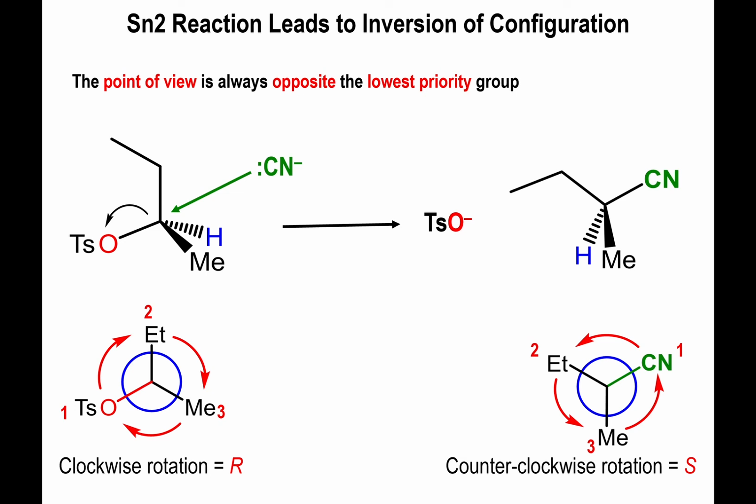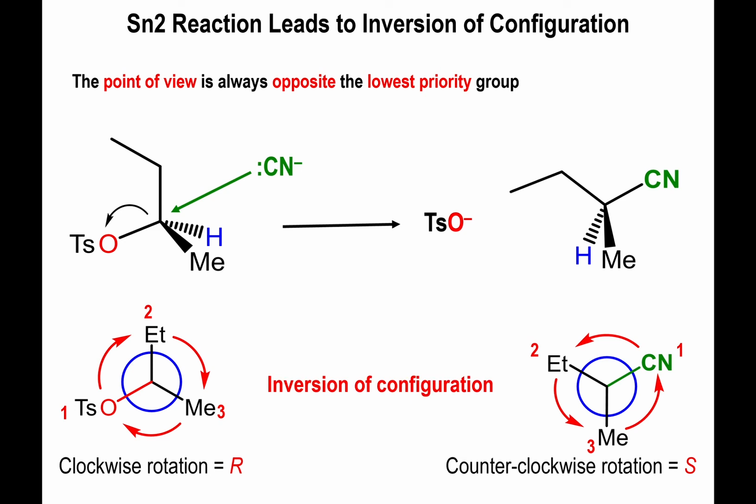Now, as I said, depending on the identity of the nucleophile, you could start with R and end with R. That doesn't mean that the configuration hasn't changed. All it means is that the priorities of the groups were not exactly the same. So just be aware of that. But right here, we did have a proper inversion of configuration.